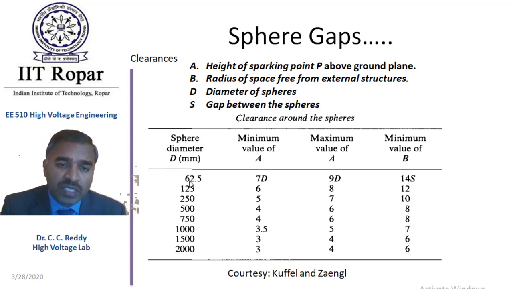For example, for 62.5 mm diameter spheres, 7D is the minimum value of A, 9D is the maximum value of A, and 14S is the minimum value of B. Similarly, here in this column are 6D, 5D, etc. Similarly, 8D, 7D, 6D, etc. in the third column. And here 12S, 10S, 8S, etc.